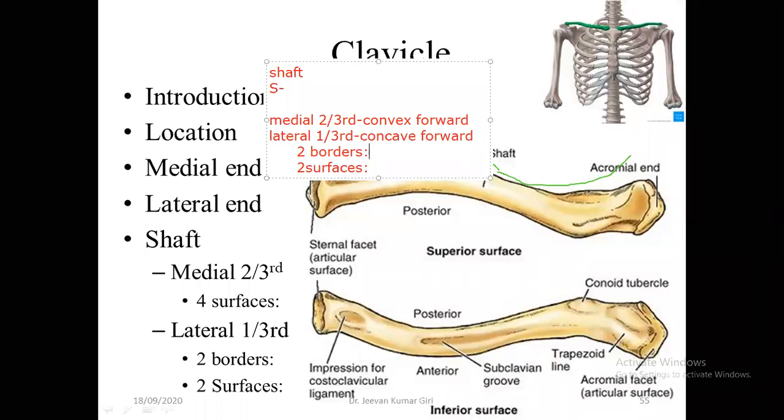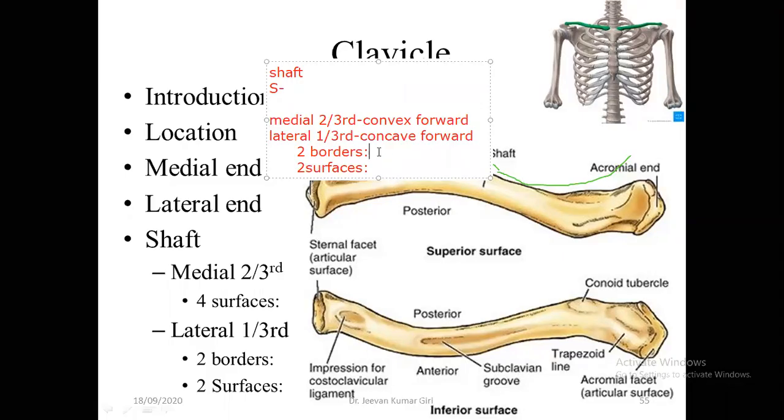this is the clavicle, okay. So if you see the lateral 1/3 of the shaft, it is compressed above downward. That is, it is compressed superior inferiorly. If it is compressed superior inferiorly, what will happen? It is flat, isn't it? So it is the flat part. So what will happen? It has got an anterior border and the posterior border. Then the surface will be superior and the inferior surface.